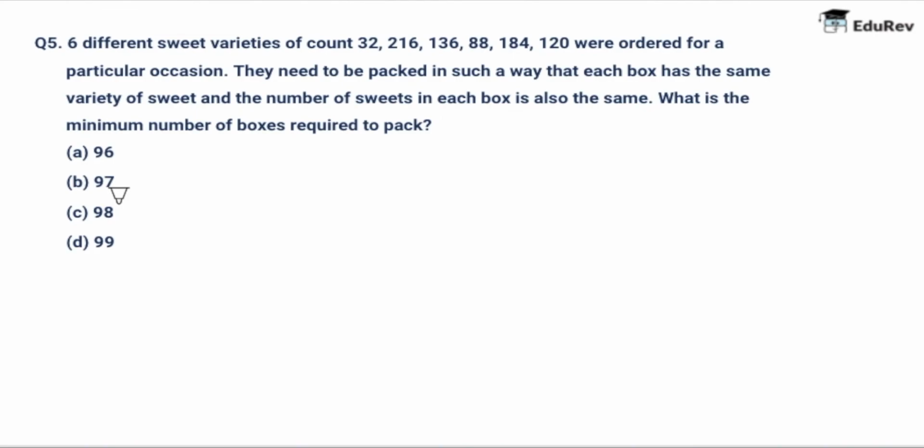Question number 5 states that 6 different sweet varieties of count 32, 216, 136, 88, 184 and 120 were offered for a particular occasion. They need to be packed in such a way that each box has the same variety of sweets and the number of sweets in each box is also the same. So what is the minimum number of boxes that are required to be packed?